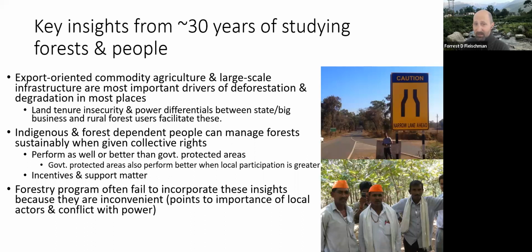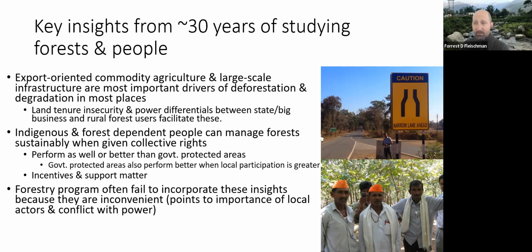There's a paper that I just saw in one of the Nature journals last night. I saw someone posted a Twitter thread. So if you look up my Twitter, it's the last thing I retweeted. New paper out looking at the performance of indigenous lands when compared to government protected areas and unprotected areas around the world. And the main finding, consistent with what we found in studies for decades, is that indigenous and forest-dependent people manage lands, protect forests as well or better than governments. And we've also found that government protected areas perform better when local participation is greater.